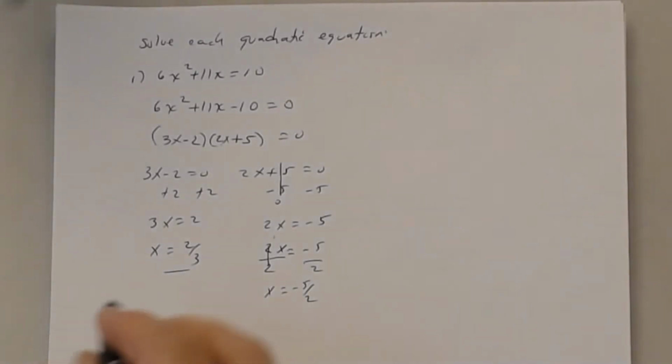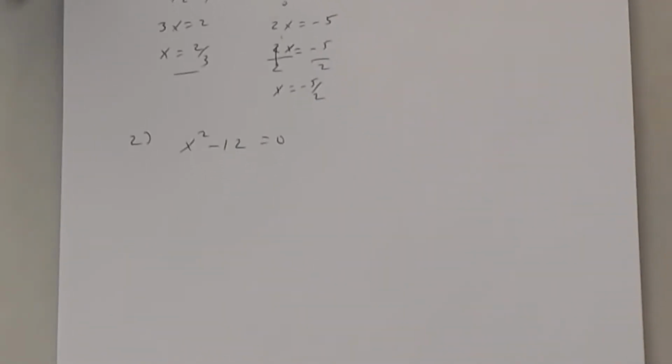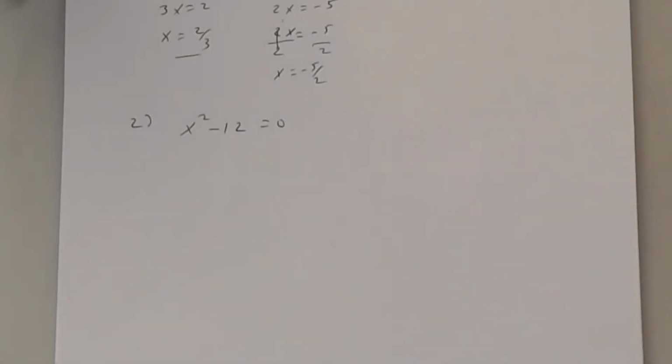But then let's look at number 2. Suppose in number 2, I had x squared minus 12 equals 0. X squared minus 12 equals 0. How are you going to solve that quadratic equation? That's not the difference of 2 squares. 12 is not a perfect square. So based on what we did last class period, what do you remember? Put the 12 on the other side.